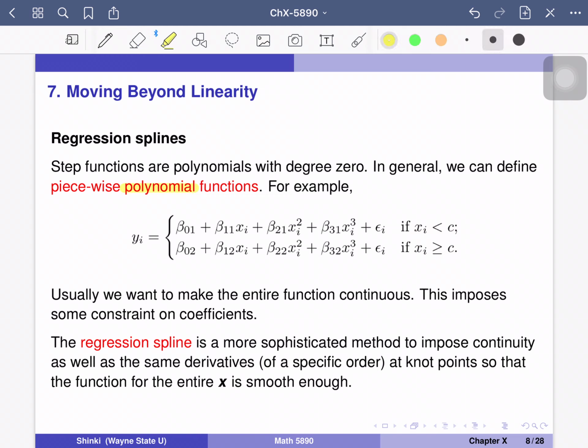Suppose that the domain of x is split into two parts: x smaller than c and x larger than or equal to c. The step function only uses a constant to represent y. But in general, we can have a straight line or even a quadratic curve or cubic curve. So this is a more general case than step functions.